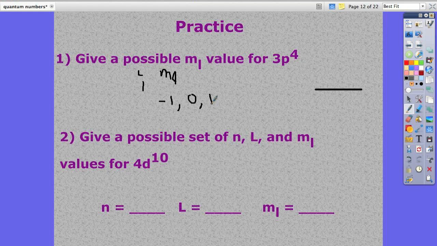Give a possible set for n, l, and m sub l for 4d10. So we know the principal quantum number is 4. By looking at the little chart, d has a value of 2 assigned to it. In m sub l, you can choose between -2, -1, 0, 1, and 2. You could choose any of these. Let's just choose 0 for now. This is a possible set. If you chose -2 it would be fine. -1 would be fine. 1 or 2, they would be fine.